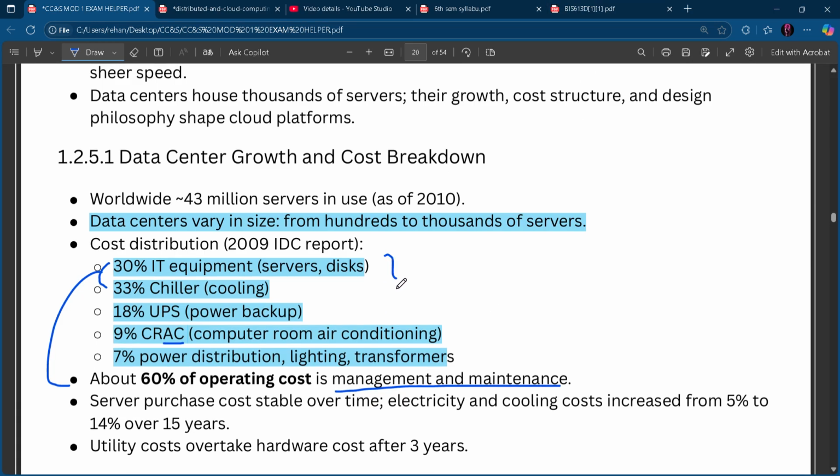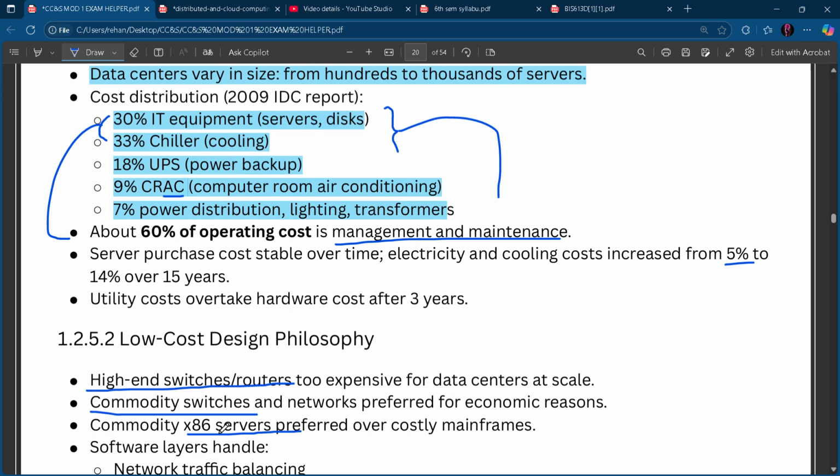Managing and maintenance. 18% for UPS power backup, 9% for computer room air conditioning. Remember, AC of computer room. 7% for distribution lighting transformers. Now you can see here electricity and cooling costs increased from 5 to 14% over 15 years. Utility costs overtake hardware over 3 years.